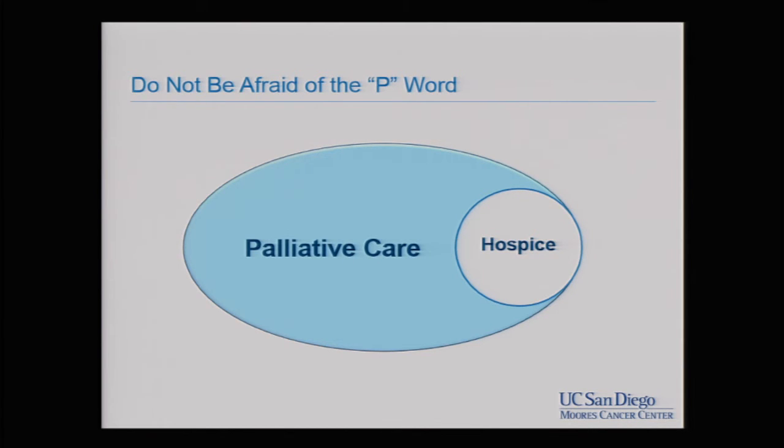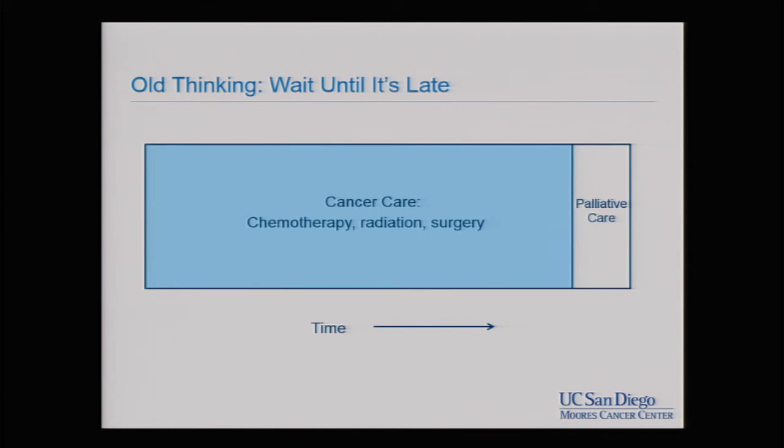Palliative care is frequently confused with hospice care. So hospice care in this country is available for patients who have a prognosis of less than 6 months. But hospice care is a part of palliative care. And what I do here at the Cancer Center is not hospice care. I'm seeing patients at the time of diagnosis.